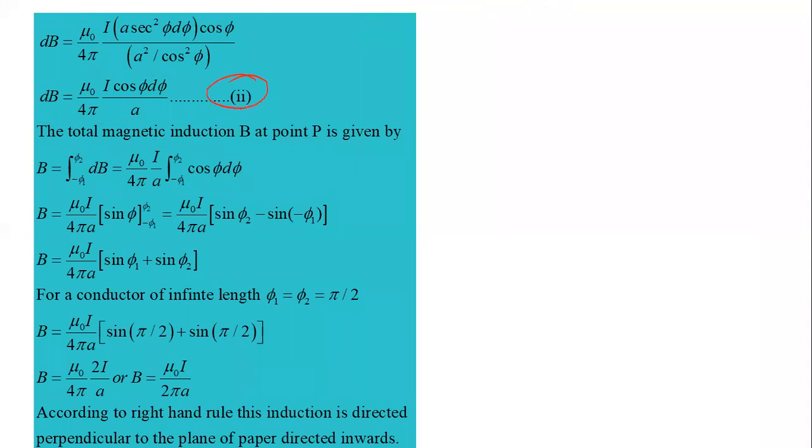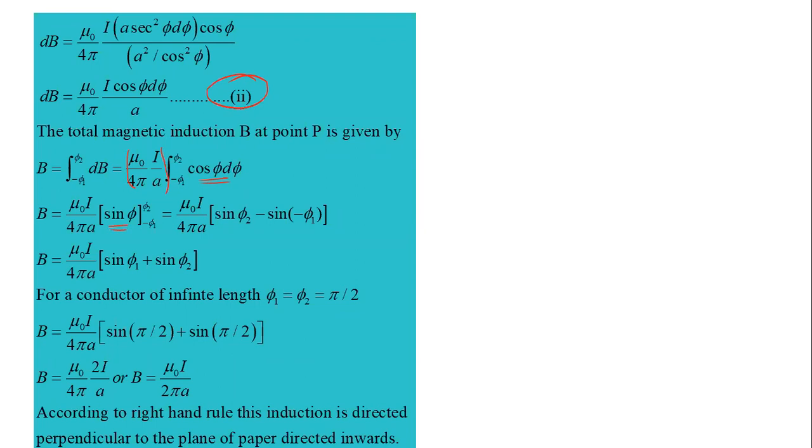So pay attention here. Let me substitute dB here. Mu 0 by 4 pi is constant, I and a are constant, so this constant is taken out. So we integrate cos phi d phi only. The integration of cos phi d phi is sin phi. So you can see here, the limits are minus phi 1 and phi 2.